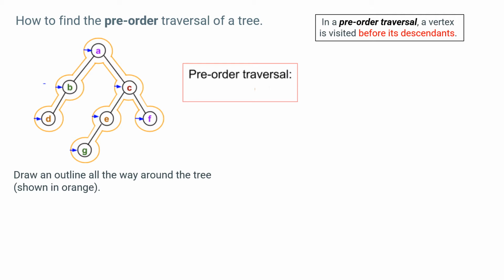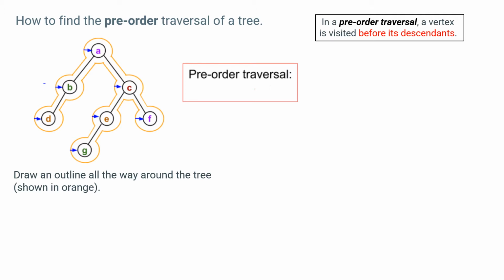We see this tree here, the root is at A, and then we see all of the different vertices below that. Okay, so here are the instructions. So let's start with the first, and again, this is for the pre-order traversal. The first instruction says draw an outline all the way around the tree, which is shown in orange. So see how this orange outline has been drawn for us.